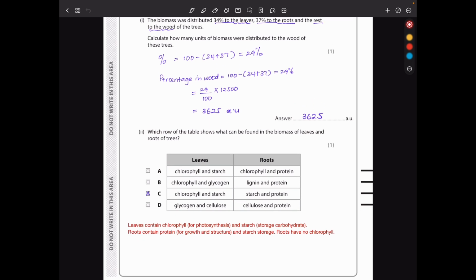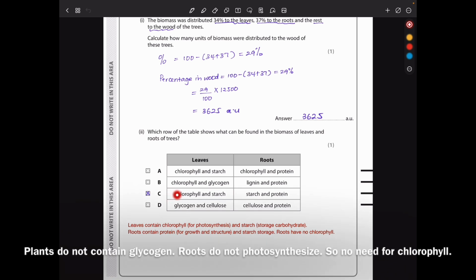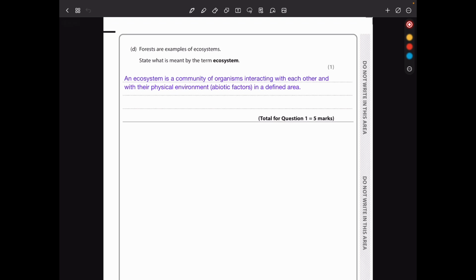Next, they ask which row of the table shows what can be found in the biomass of leaves and roots of trees. From the possible answers, in the leaves we expect there to be chlorophyll and of course starch. My answer was C, chlorophyll and starch in the leaves, and then starch and protein in the roots, as proteins are required for growth and increase in size all over the plant. Next, they say forests are examples of ecosystems. State what is meant by the term ecosystem. This is easy. An ecosystem is a community of organisms interacting with each other and with their physical environment. The physical environment is the abiotic part, meaning the water, the land, and so on, in a defined area.